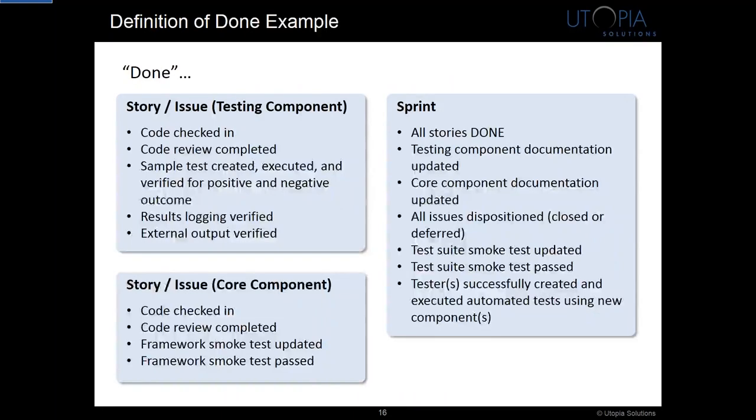So this is more for your reference. I'm not going to go through each item, but here's what our current definition of done looks like for both tasks and the sprint itself. We often get comments that it seems a bit too much for quote-unquote just test automation.